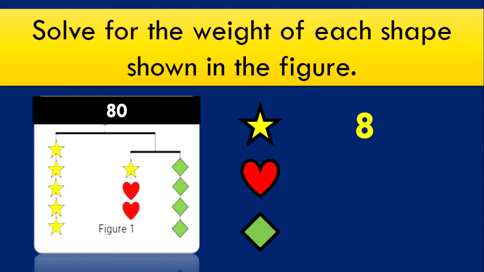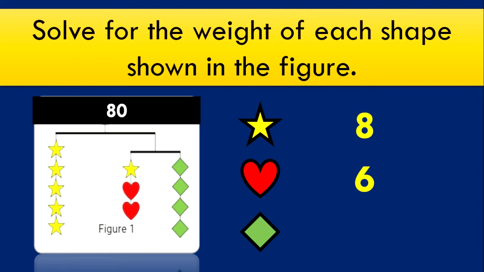On the other hand, we have another weight of 40, but again it has two equal divisions. So we need to divide 40 by 2, and that is 20. On the left part, we have one star and two hearts. So if the weight is 20, we subtract one star, which has a value of 8. So 20 minus 8 is 12. Then we divide the remaining weight by two hearts. So 12 divided by 2, the weight is 6.